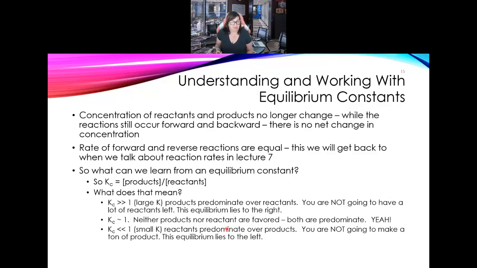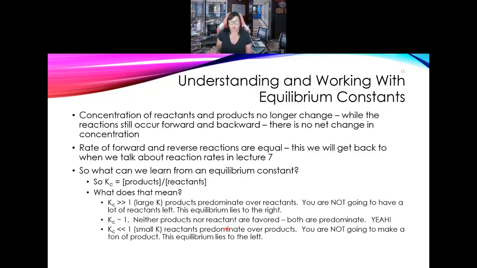All right. So at equilibrium, the concentration of reactants and products no longer change. That ratio is fixed. While the reactions still occur in the forward and back direction, there's no net change in that concentration. The rate of the forward and reverse reactions are equal. We'll talk about rate again later, but I just wanted to mention at this point that the rate forward is the same as the rate back at equilibrium.